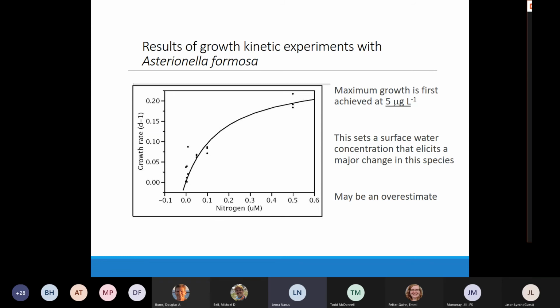So the results of the growth kinetic experiments show that maximum growth is first achieved at 5 micrograms per liter. And this sets a surface water concentration that elicits a major change in this species, and it may actually be an overestimate. So a more conservative approach would be to take half of that, since that still increases growth and you start to see a response.